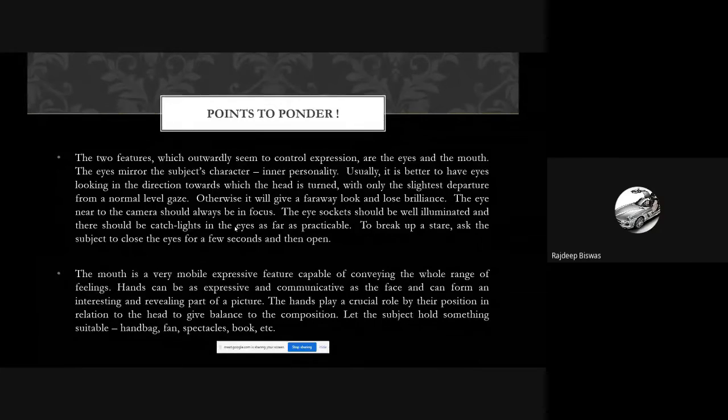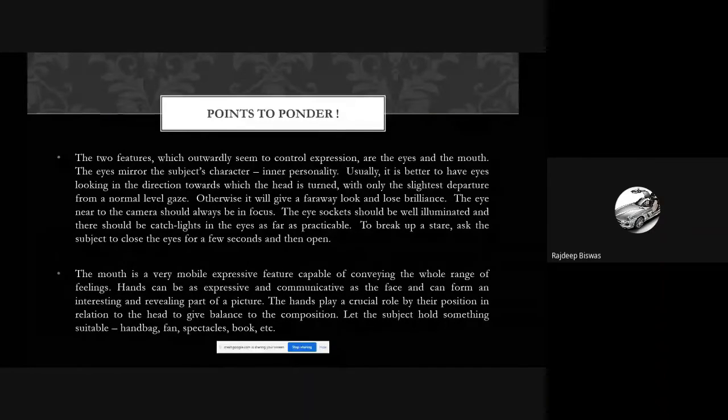The two features which outwardly seem to control expression are the eyes and the mouth, of course. The eyes, as they say, are the mirror of one's character or inner personality. Usually, it is better to have eyes looking in the direction towards which the head is turned. Of course, if the subject's head is turned on the right-hand side and she's looking on the left-hand side, it doesn't look good. So if your subject is looking on the right, I hope her eyes are also looking towards the right side, not the other way.